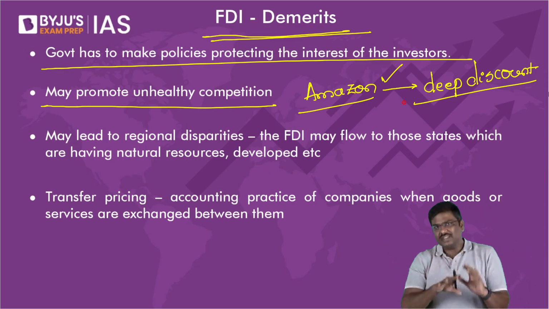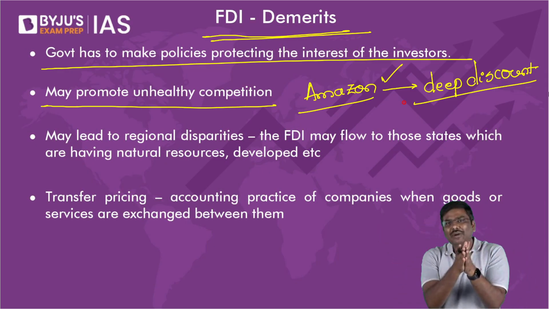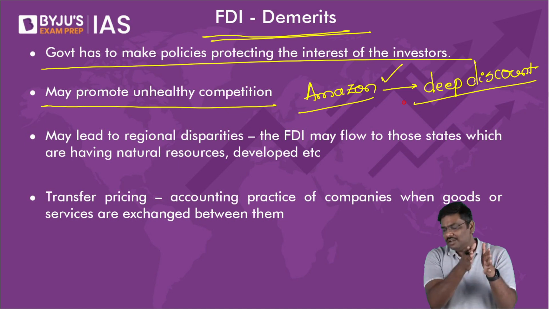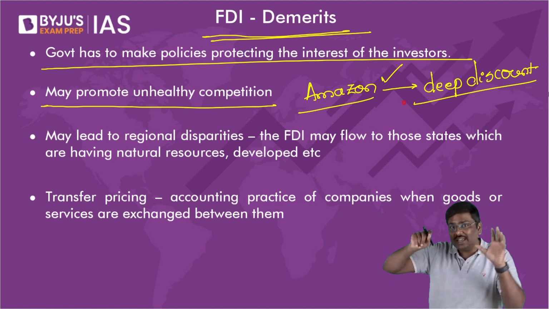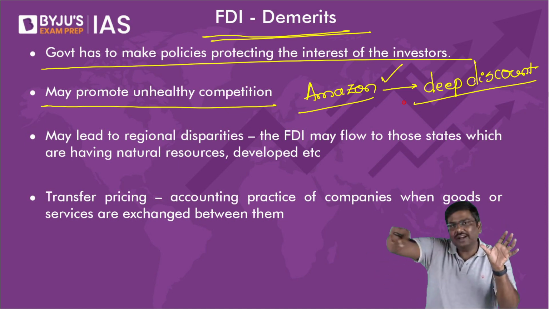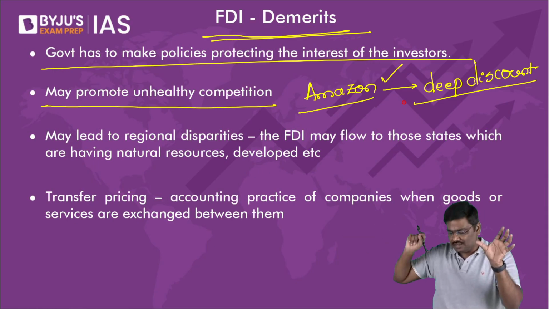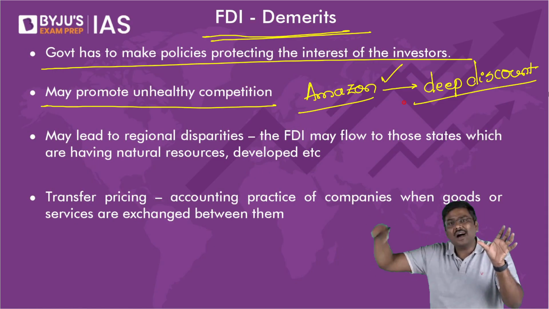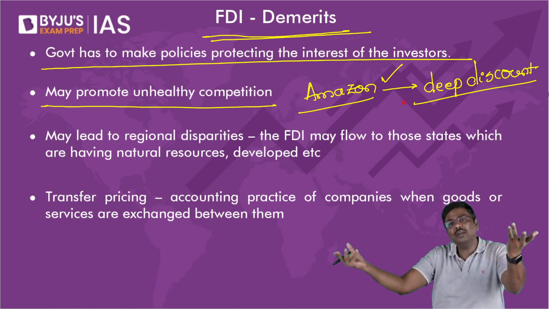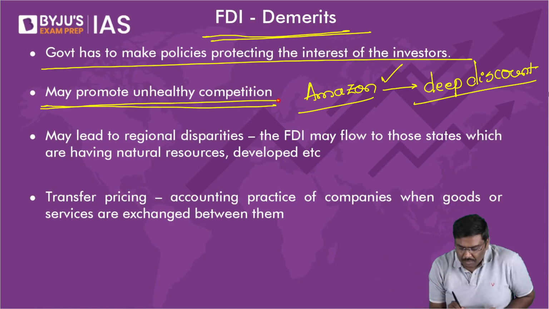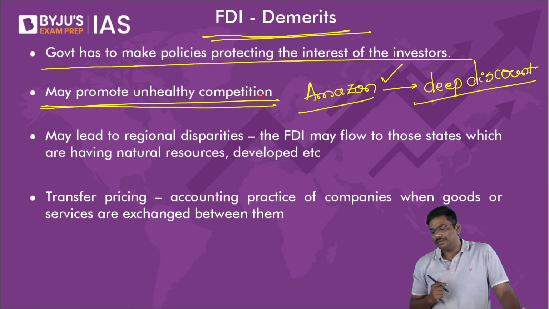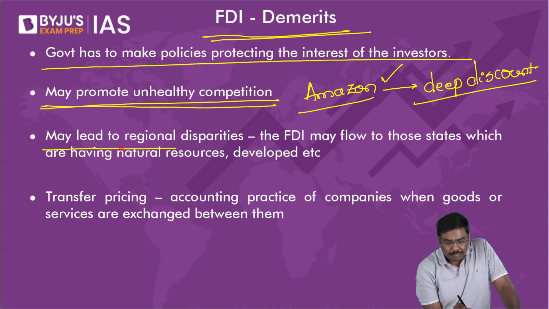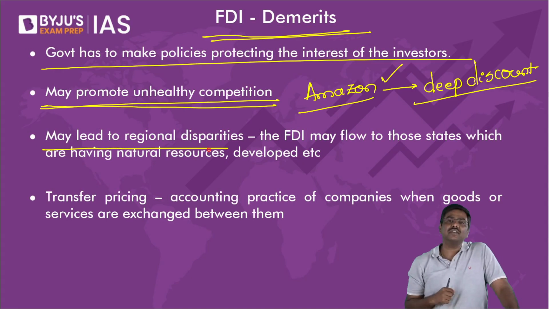So can I say on one side, there can be competition between Flipkart and Amazon, but on the other side, because of these types of companies, the traditional shops are incurring losses. Traditional shops are closing down because they are not able to compete. So may promote unhealthy competition. Third one, may lead to regional disparities.